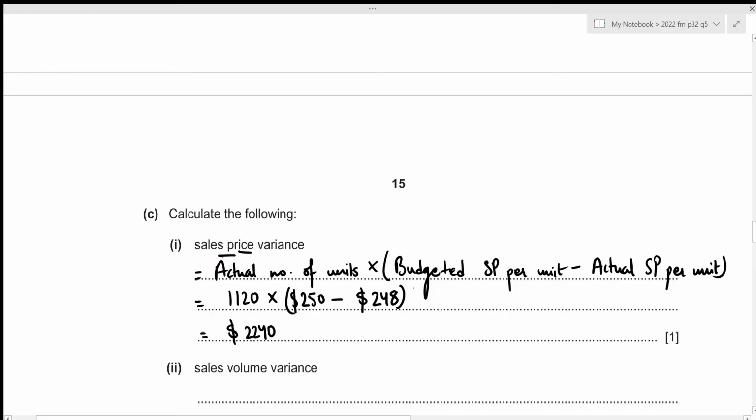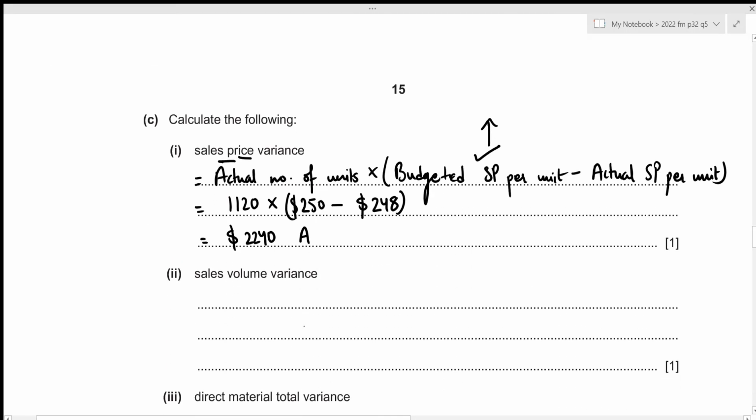Now we just need to figure out whether this variance is an adverse or a favorable one. In this case, we can see that our budgeted selling price per unit was higher than the actual selling price, which means the total revenue now has declined, and this is definitely not a favorable condition, so this variance is going to be an adverse one. Now for the second one, we need to calculate the sales volume variance, and now since we are trying to figure out the volume variance, the price is going to be our basis, and the basis is going to remain as our budgeted selling price per unit. Let's write it down.